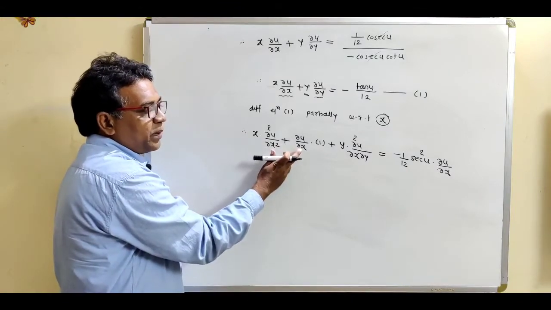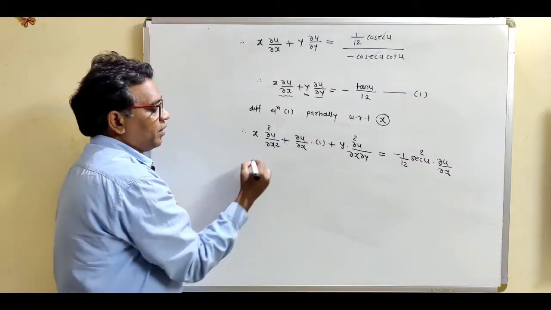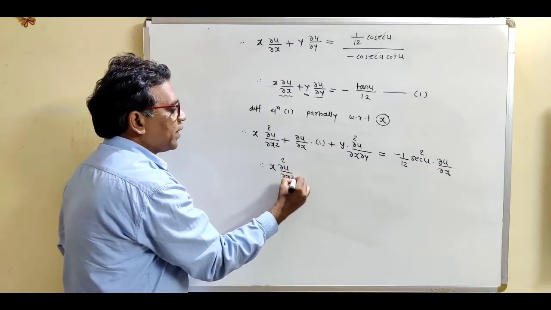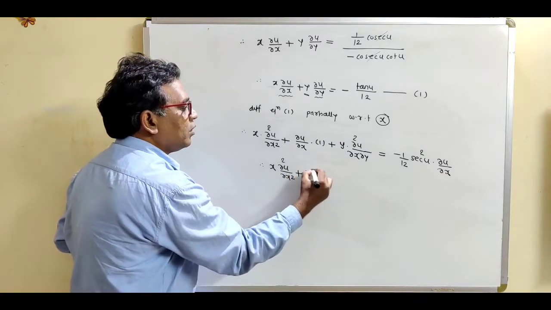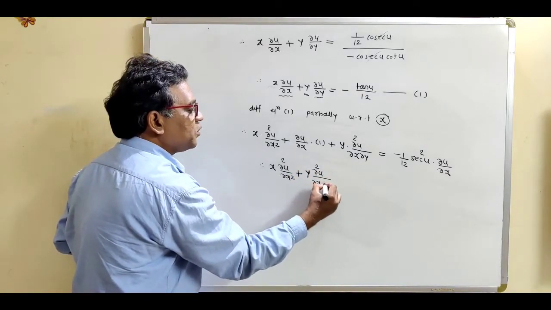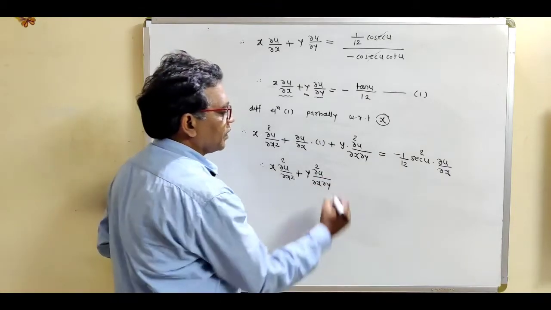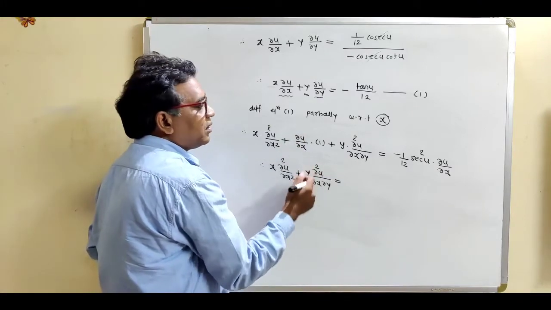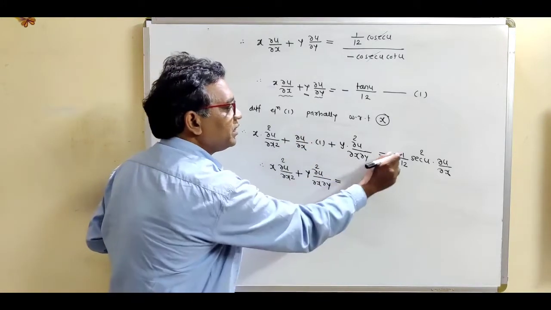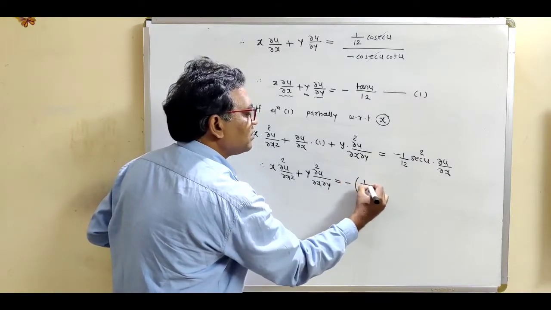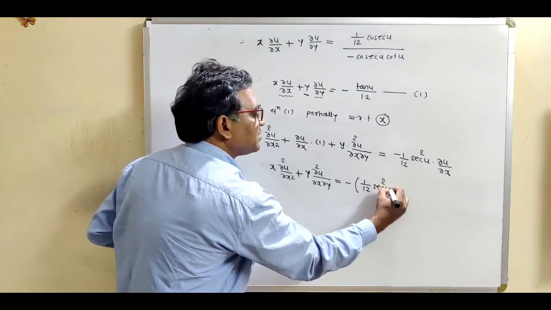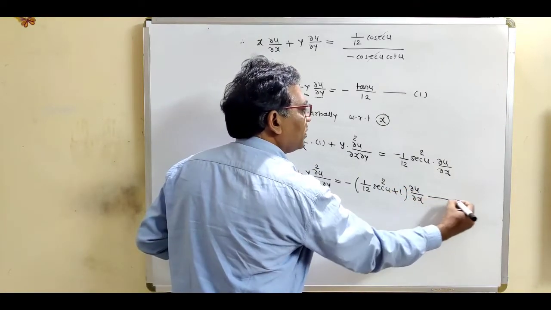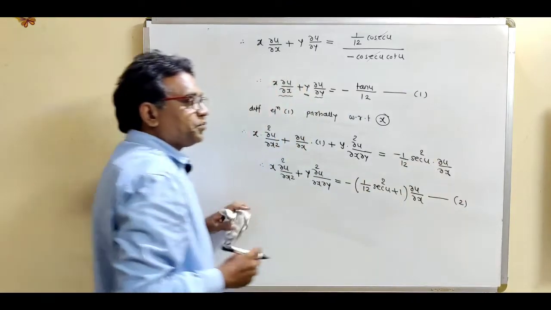Now transform this del u by del x on the right hand side. So this is x into del square u by del x square plus y into del square u by del x del y is equal to, now if we transform this del u by del x on the right hand side and take out del u by del x common with this negative term, so this is minus, what is the remaining term? 1 upon 12 sec square u plus 1, into this del u by del x, it is a common term. Suppose this is equation number 2.